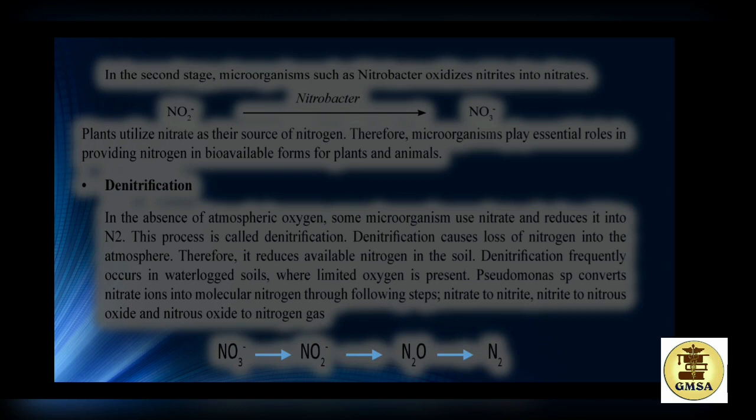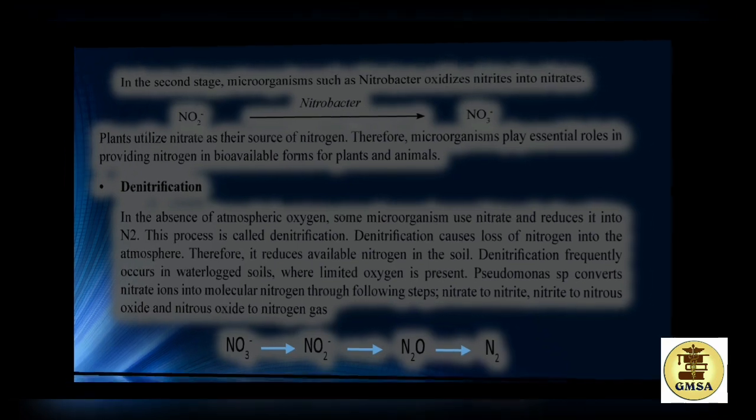Pseudomonas species convert nitrate ions into molecular nitrogen through the following steps. First, the nitrate goes into nitrite. Then the nitrite is converted into nitrous oxide, which is N2O, and then the nitrous oxide is converted into nitrogen gas. Now, this is the process where nitrate ions are converted to nitrogen gas. The nitrogen gas is released to the atmosphere, reducing the nitrogen availability in the soil to be utilized by the plants.